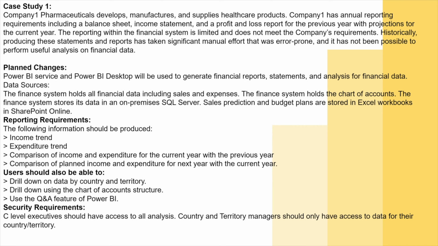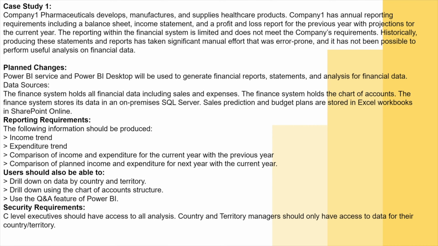So, what are the planned changes? Power BI Service and Power BI Desktop will be used to generate financial reports, statements, and analysis for financial data. Data sources: the financial system holds all financial data, including sales and expenses. The finance system holds the chart of accounts. The finance system also stores its data in an on-premises SQL Server. Sales prediction and budget plans are stored in Excel workbooks in SharePoint Online. Reporting requirements: we need income trend, expenditure trend, comparison of income and expenditure for the current year and previous year, and comparison of planned income and expenditure for the next year with the current year.